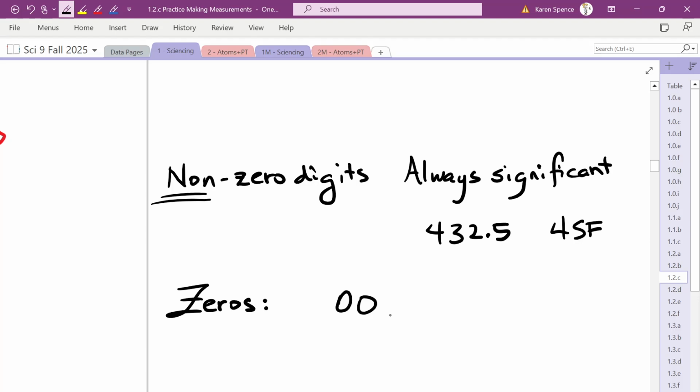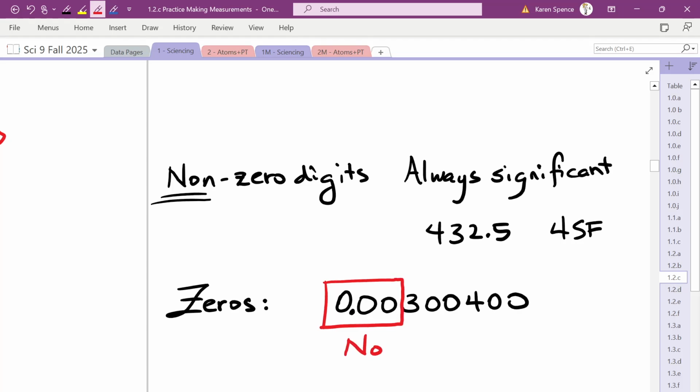So we've got zeros at the beginning, before the dot. No, not significant. Basically, they're just telling you your number hasn't started yet. I don't have anything in the ones position. I don't have anything in the 0.1 position. I don't have anything in the hundredths position.